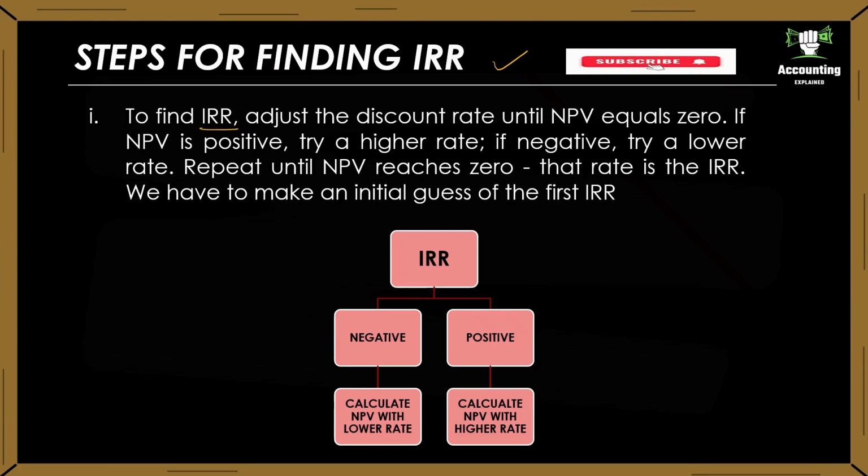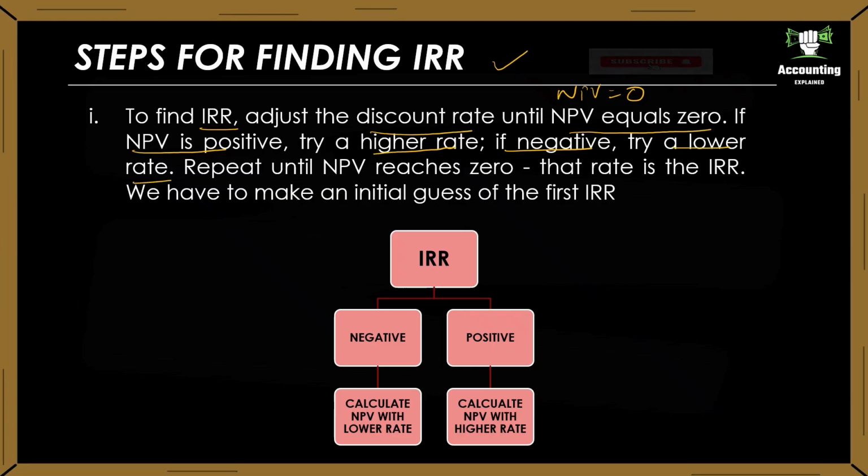To find IRR, adjust the discount rate until NPV equals 0. The main point for IRR is NPV should be 0. That rate is the IRR. If NPV is positive, try a higher rate. If NPV is negative, which we have found using the discount rate, try a lower rate. Repeat until NPV reaches 0. That rate is the IRR.